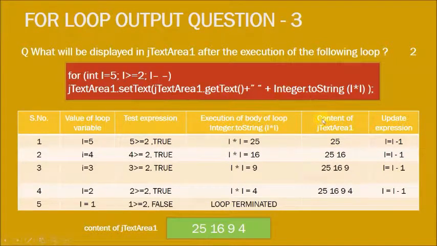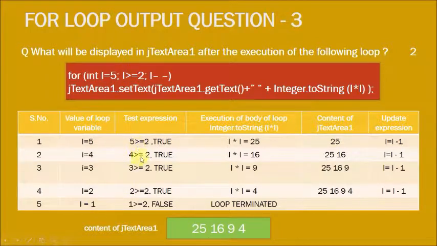Now you can see in this statement, it will first get the text which is stored in jTextArea1, and then it concatenates that text with this value. In the beginning, the text area is empty, so it will just set the text 25, the value of this expression, in the text area. Then it will go to the update expression, so i will be decremented by 1. In the next iteration, the value of i will become 4.